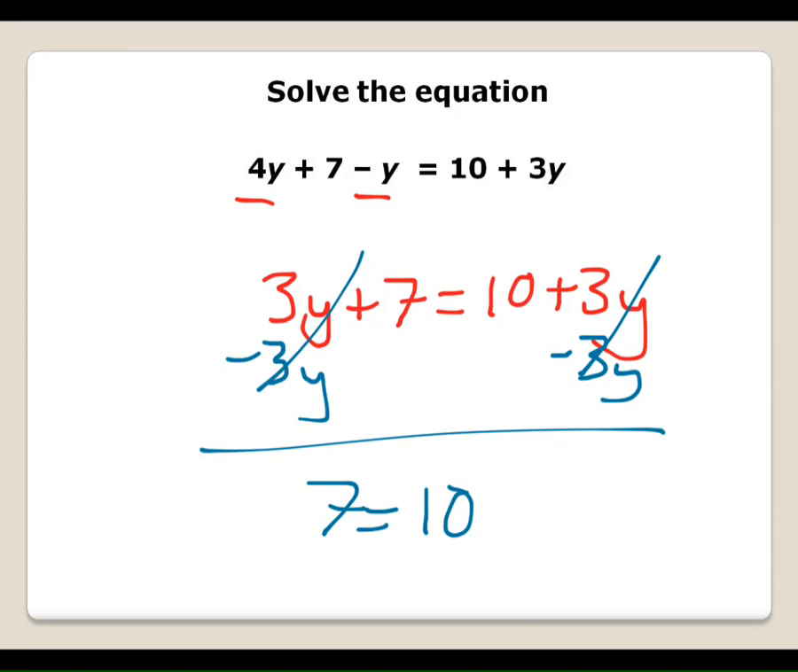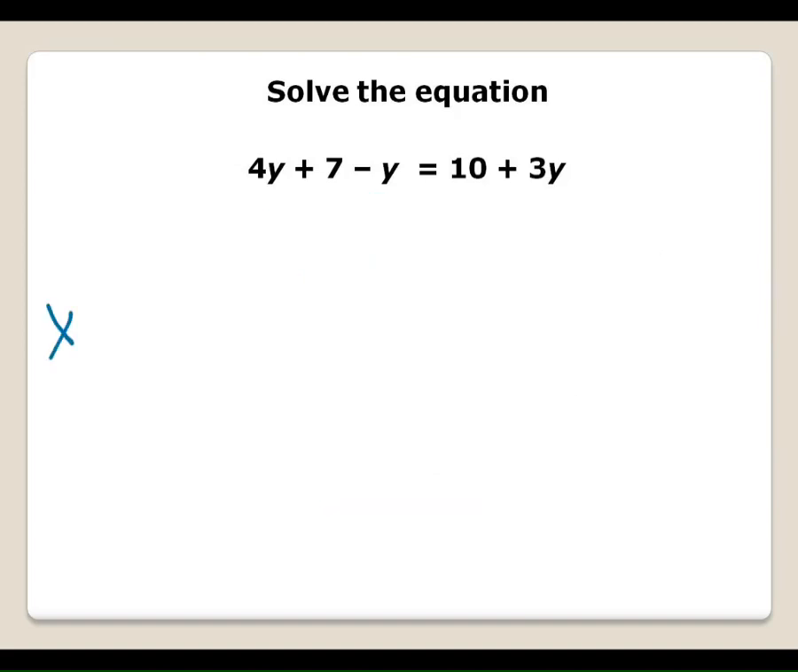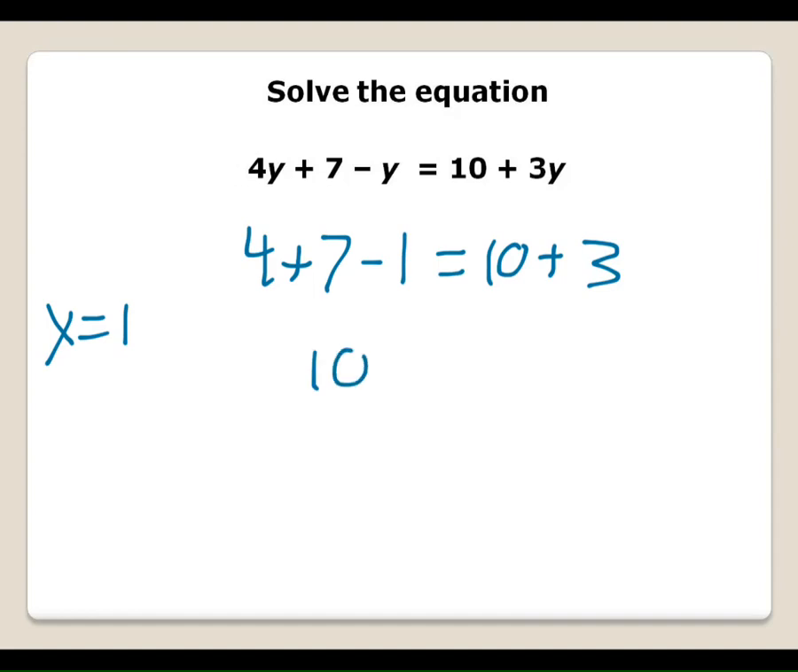That is not true. That means there is literally nothing you can plug in for y in this problem that would make this problem true. Because whatever you plug in for y, whatever you get will be false. For example, let's say I plugged in y is 1. 4 plus 7 minus 1 equals 10 plus 3. That becomes 10. That becomes 13. That's false, right? 10 does not equal 13. So we say there are no solutions to this problem because whatever you get is false.